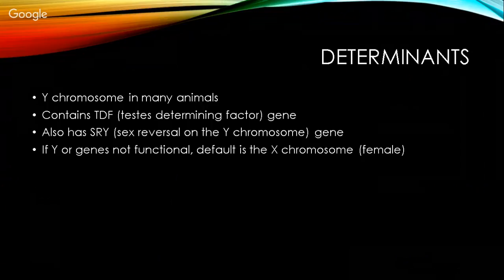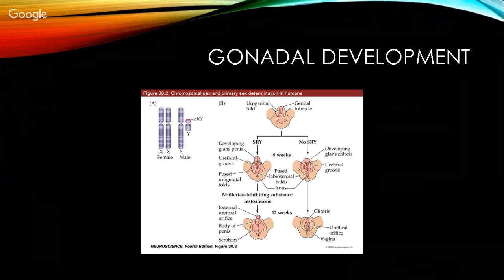If somebody has a Y, or the gene, in other words, this SRY gene is not functional, then the default for most species is to be female, or the equivalent of double X. So that's kind of the default if there's no stimulation to push towards the male. I guess as humans, with no SRY, the development becomes female; with it, becomes male.